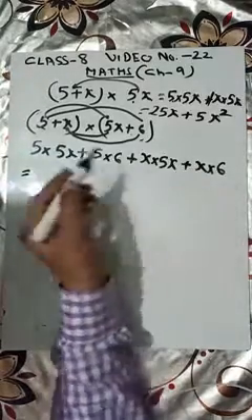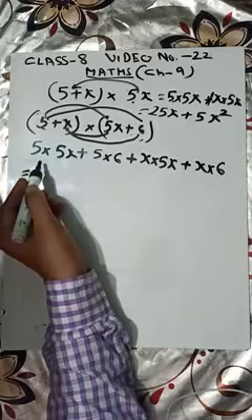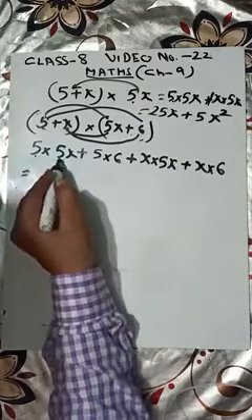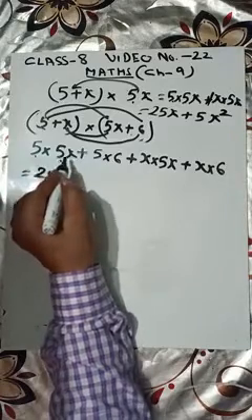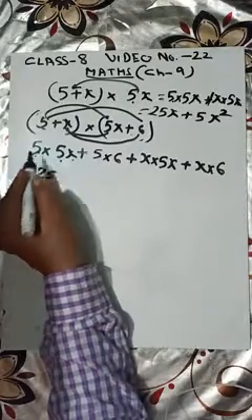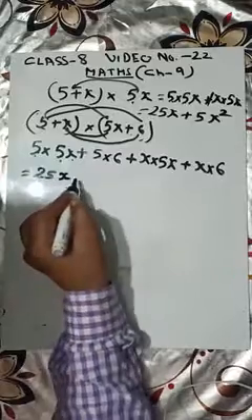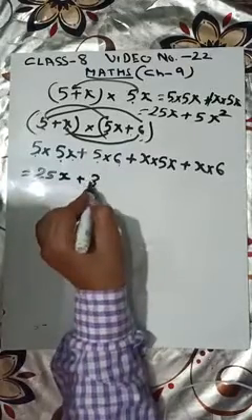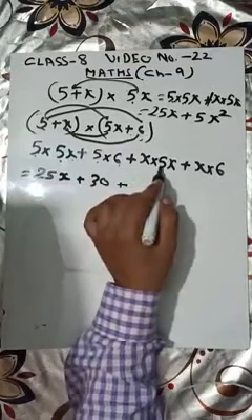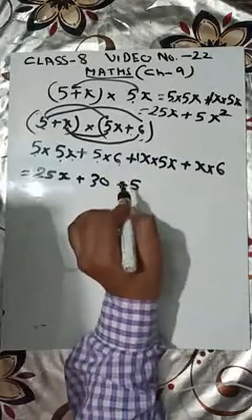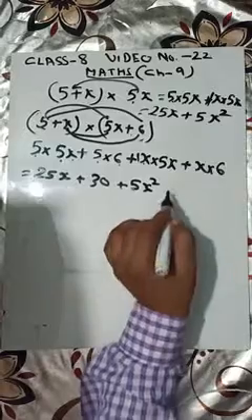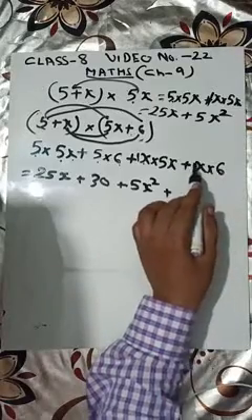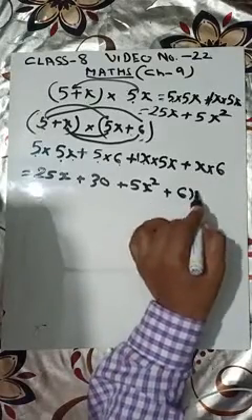Apply the BODMAS rule. We do multiplication first. So 5 into 5 is 25, because the constants are going to multiply. There is no x here, so it will remain x. 5 into 6 is 30. Now 5, here it is 1, so 5. x and x will give you x square. 6 into 1 is 6x.